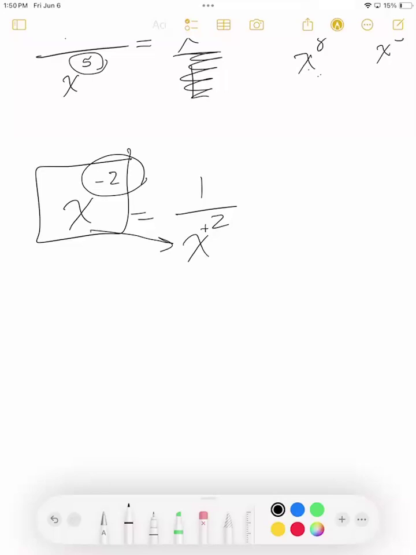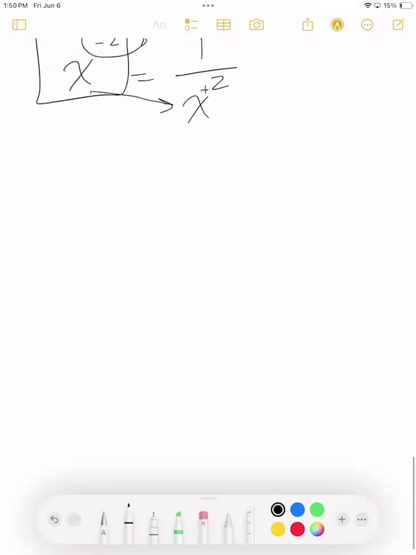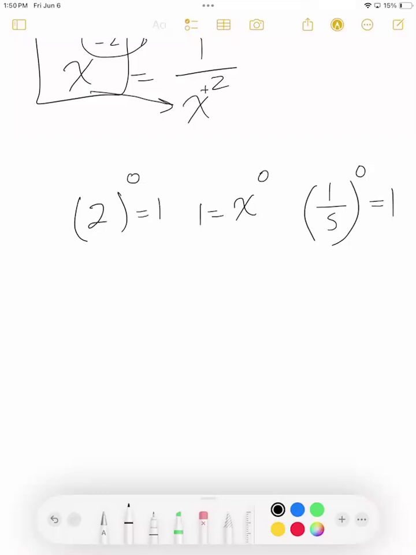So let's practice these rules before I go on with another. I want to mention 2 more rules. If I have any number to the power 0, x to the power 0, 1/5 to the power 0, the answer to all of them is 1. So any number to the power 0 is 1.